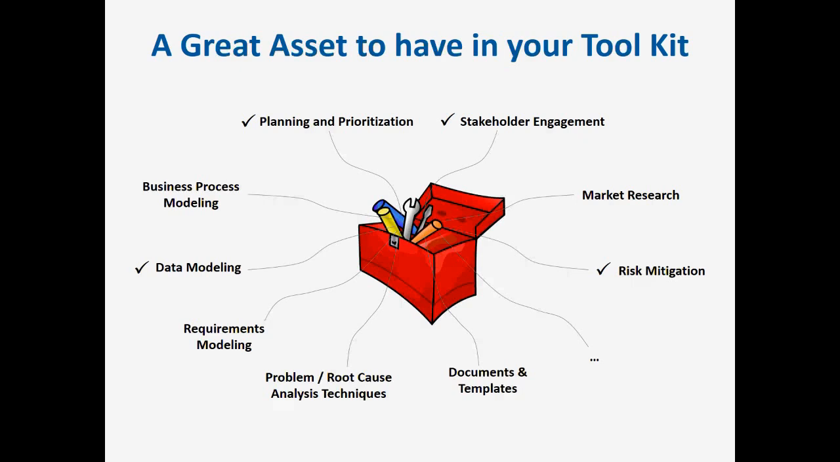Finally, I would like to conclude by saying, negotiation is a great asset to have as a tool in your BA toolkit. There are multiple functional activities that a business analyst performs as part of their work, like planning and prioritization, stakeholder engagement, market research, risk mitigation, multiple types of data modeling, documentation, templates, and in each of these activities, there are multiple scenarios where you might end up in disagreements with other parties, and negotiation could be a great way to address these differences in opinion and go for a mutual solution which is beneficial for both sides.